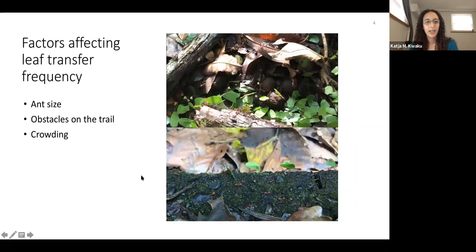Another factor is crowding. Like in this top photo, this leafcutter ant trail is super crowded. There are lots of ants and lots of leaves happening. And in that situation, it's more efficient for ants to transfer their leaves more often, as opposed to here, when the leafcutter ant trail is not crowded and it's just easier for the ants to carry the leaves themselves.